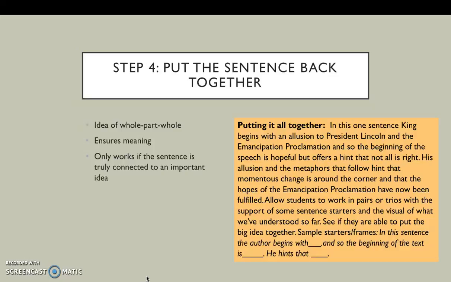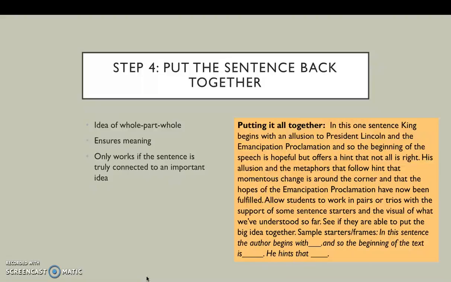So remember that when picking the sentence, you want to call out for students that it is an important idea to the text. You can see here what the teacher wants to highlight when students put it back together. She summarizes, in this one sentence, King begins with an allusion to President Lincoln and the Emancipation Proclamation. So the beginning of Martin Luther King's speech is hopeful, but it hints at the idea that not all is right. The metaphors hint at the change that's just around the corner, and that the Emancipation Proclamation will hopefully now actually be fulfilled.